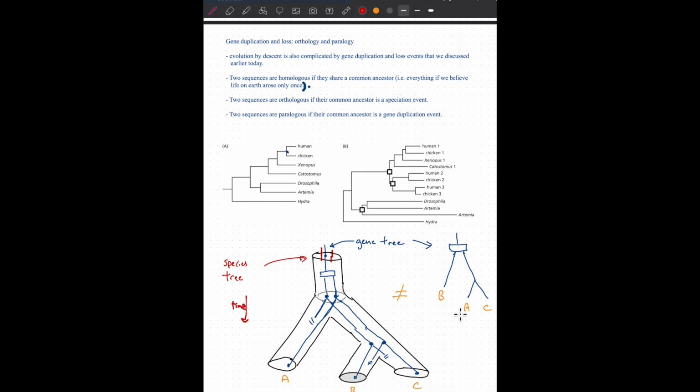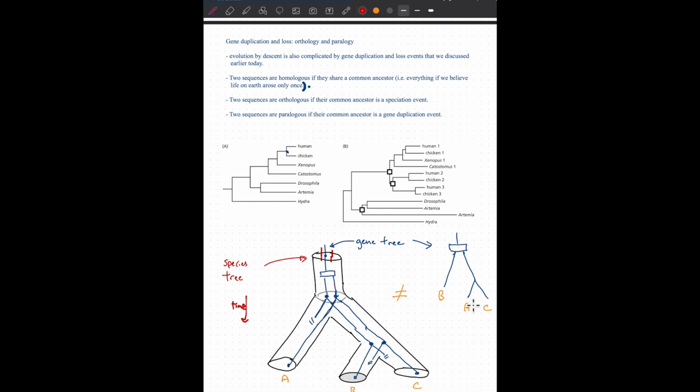Well, the answer would be that A and C will have the least amount of evolution between them. Why? Because if I trace A to C, I go back up here to this event, and I trace it down, and I hit C here. So the total amount of evolution is this plus that.